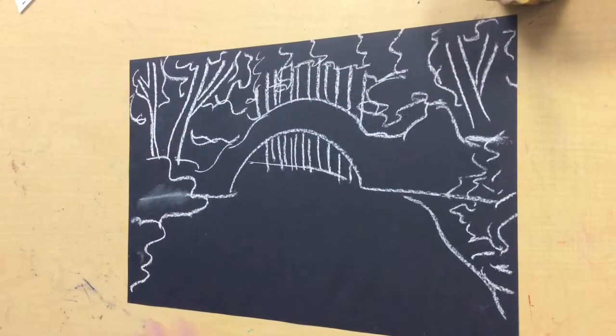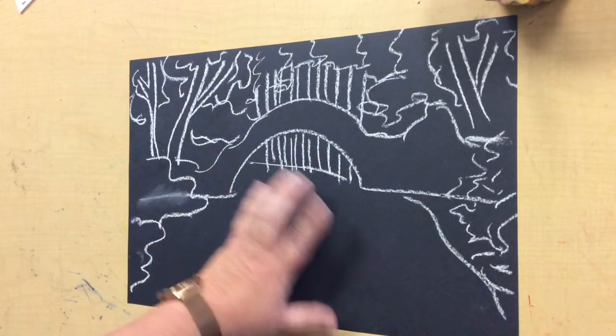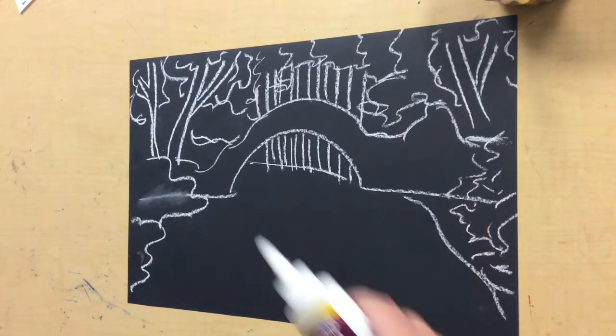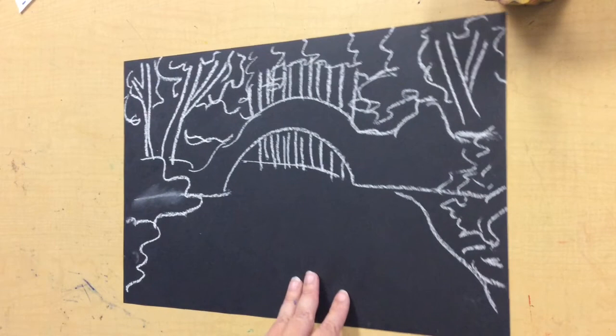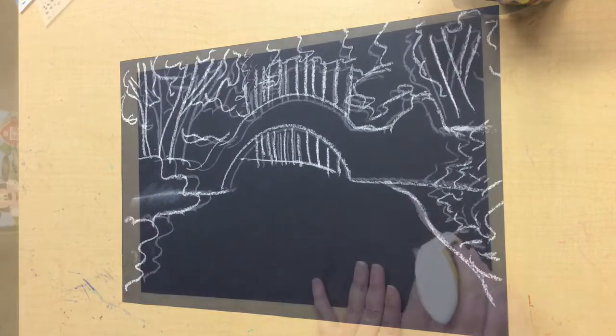All right, friends, I just finished my sketch. It's going to be a stone footbridge with a river and lots of trees and bushes. So now I'm going to use my glue and outline on top of all of these lines, and we'll let that sit overnight and dry. Here we go.